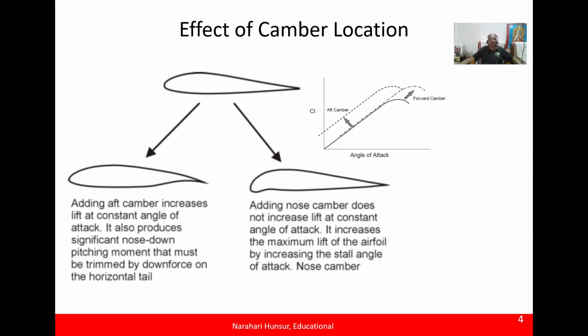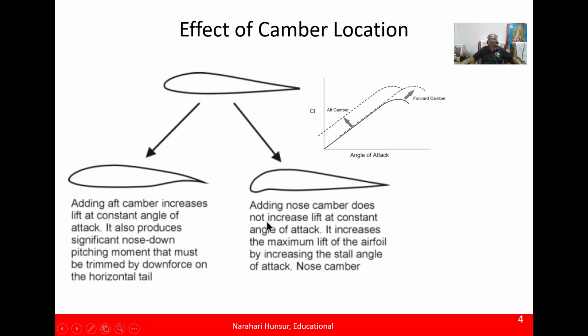So typically, if you look at any kind of high lift device, it changes the camber of the aerofoil, or the local aerofoil. So adding camber at the rear part of it, lift at a constant angle of attack is increased. It also produces a significant nose down pitching moment that must be trimmed by downforce on the horizontal tail. What happens is the trailing edge device shifts the CL alpha curve like that. So for the same angle, you get a higher CL, but it does not change the angle of attack at which the wing airfoil stalls.